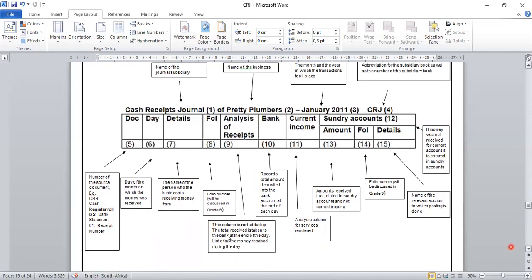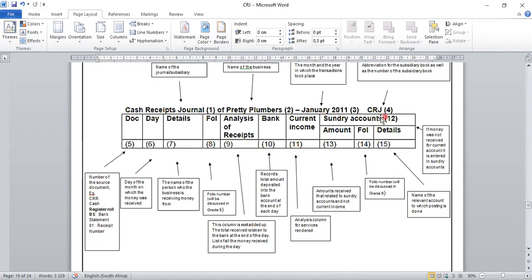List of all the money received during the day. So the analysis of receipts column is where we record all the monies that we receive in the business for each day. Then the bank column records the total deposited into the bank account at the end of each day. Then your current income column, analysis column for services rendered. So our current income column is for all the service fees that we receive in the business.